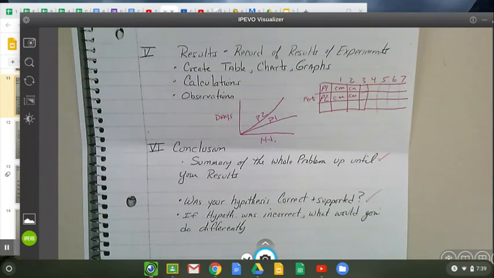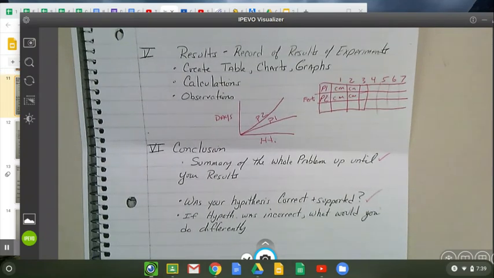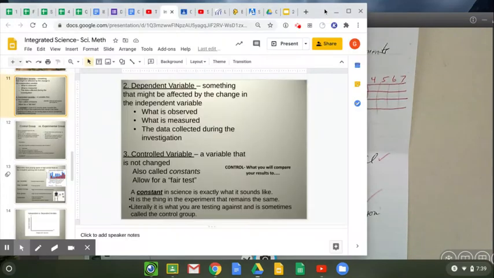So that is basically the 6 steps of the scientific method. And if you have any questions, you can ask me during class, or you can stop and pause the video and go back to make sure that you understand everything that is going on in the problem.